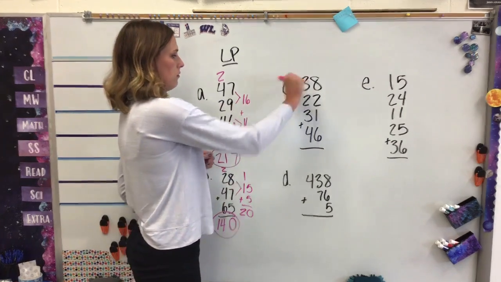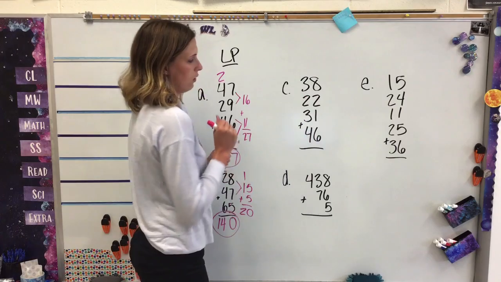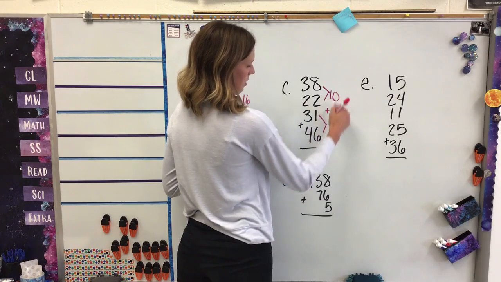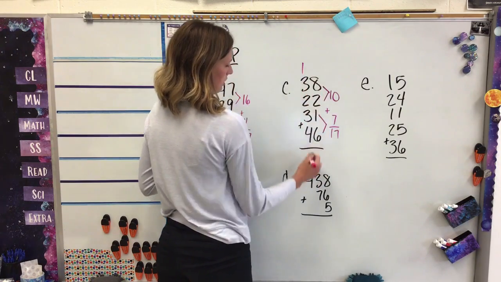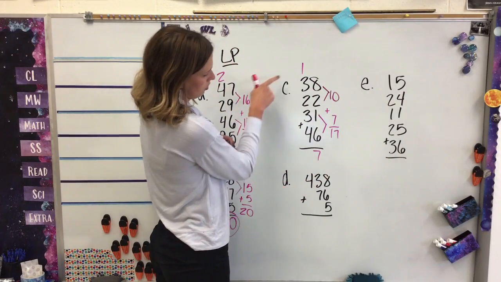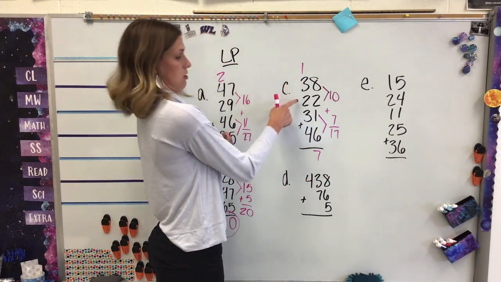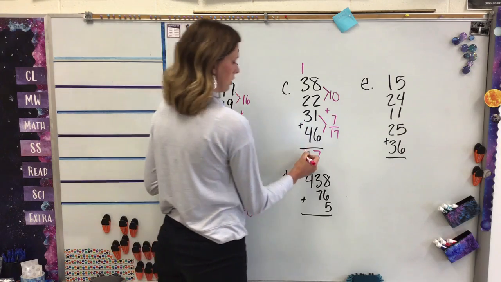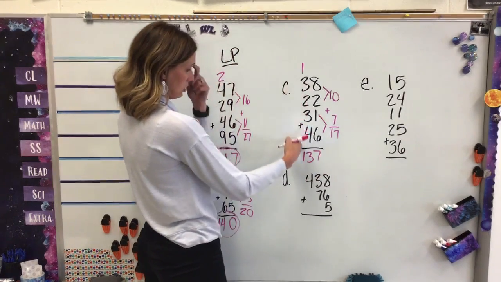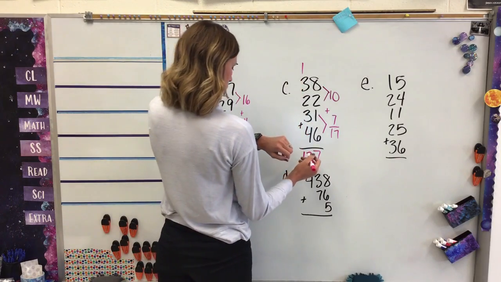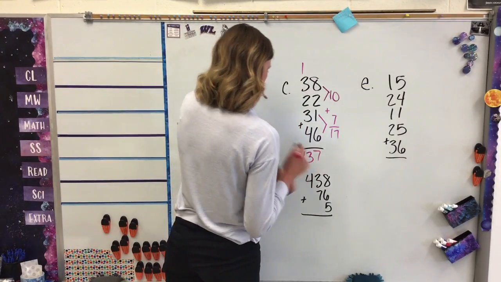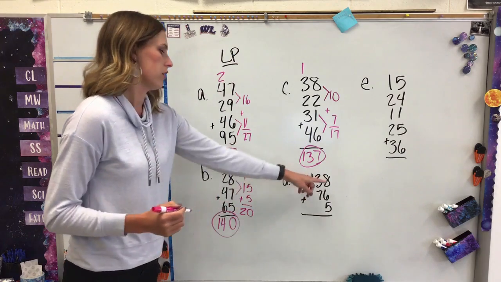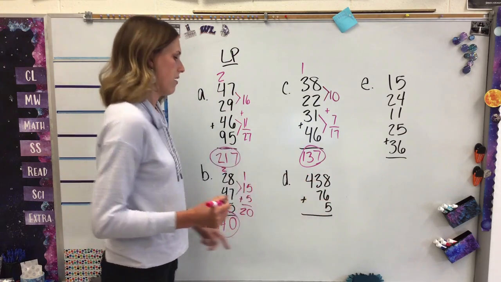Letter C. I get 8 plus 2 is 10. 1 plus 6 is 7. So when I do 10 plus 7, I get 17. 1 goes up, 7 comes down. 1 plus 3 is 4. Plus 2 more is going to give me 6. Plus 3 more gives me 9. And then plus 4 more gives me 13. Once again, I don't have any hundreds here, so I'm not going to put my 1 up. The 1 and the 3 come down. Then I get 438.